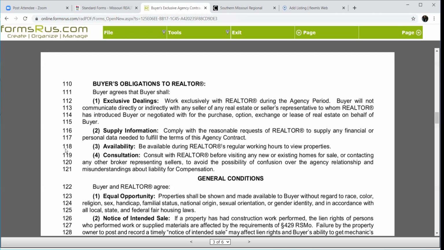Line 118 is by far my favorite line that has ever been written in a real estate contract in my 20-some years, because I want you to be available during my regular working hours, whatever the heck those are. So what I do here is really sit down with my client and say, okay, we need to discuss how you want to be communicated with and how often you want to be communicated with and under what platform. Do you want me to email you, text you, call you? You want me to do a combination of all three? Do you want to hear from me every day whether I know something or not? Do you only want to hear from me when I've got a great house for you?